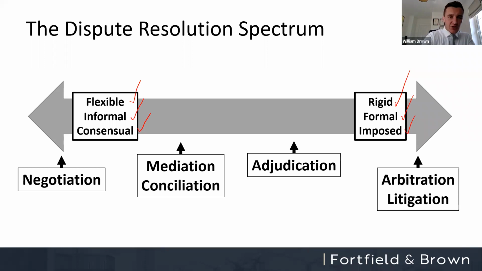But these mechanisms very much do exist on this spectrum. We have mediation, towards the left-hand side, but definitely not as informal as a negotiation, where you have an impartial third party coming to help you mediate your solution. And somewhere in between that and the more formal end of the spectrum, we have adjudication, which is what I'm going to talk about on the next slide.